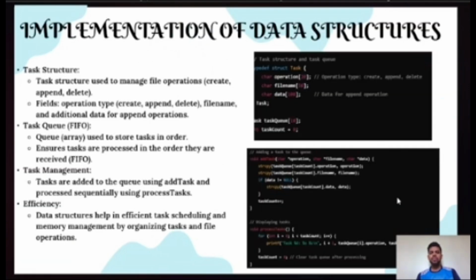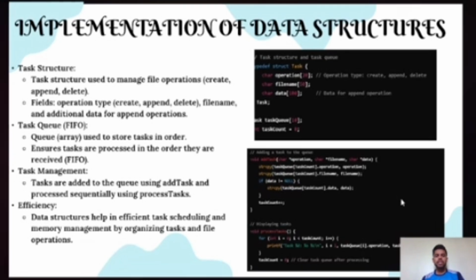And we have the implementation of data structures. In the implementation of data structures, we have the task structure, the task queue, which is FIFO, task management and efficiency. The task structure is used to manage file operations, which are create, append and delete. Fields: operation types create, append, delete, the file name, and additional data for append operations.